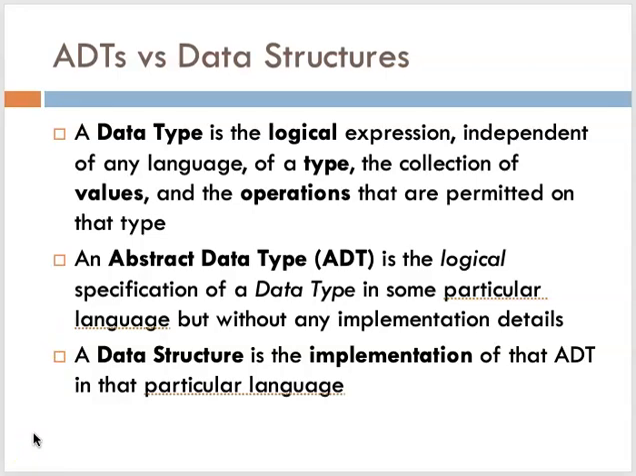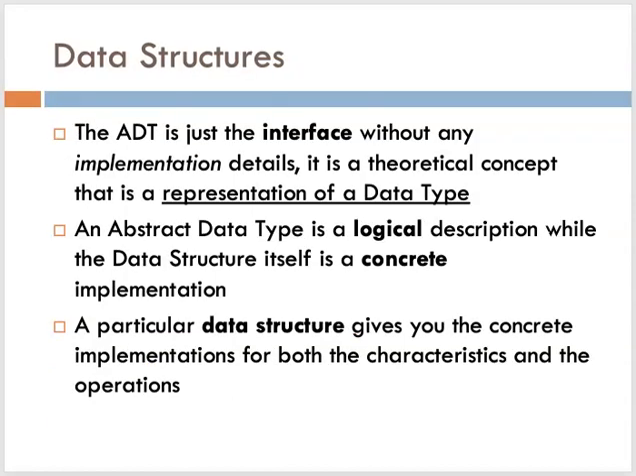So often in the terminology, it gets confusing between data types and abstract data types and data structures. It's all thrown about. But the data type, you can think of that as the logical expression that doesn't depend on any language at all, of a certain type. That's the collection of values as well as the operations that are permitted on that type of data. An abstract data type is also a logical specification of a data type, but it's in some particular language, but it does not include any of the implementation details. The data structure is the actual implementation of that abstract data type in that particular language for which it's defined, right? So this is sort of how these guys are related to each other.